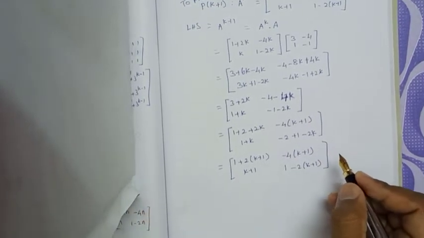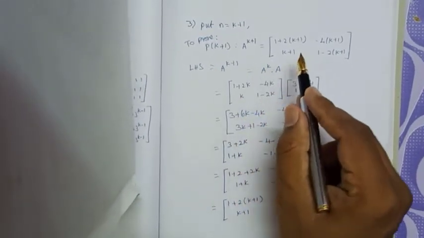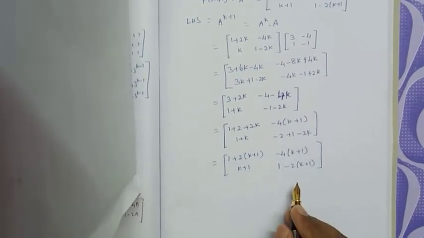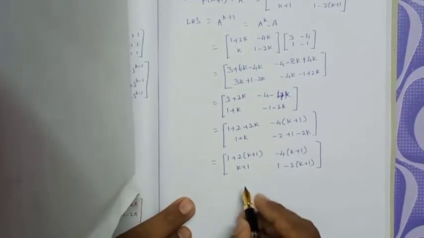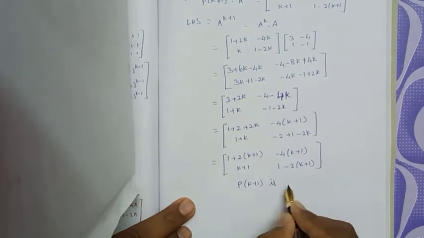So this is our proof. We can see this: P of k plus 1 equal to 1 plus 2 into k plus 1. We get the same matrix. So by the principle of mathematical induction, we prove that the case P of k plus 1 is true.